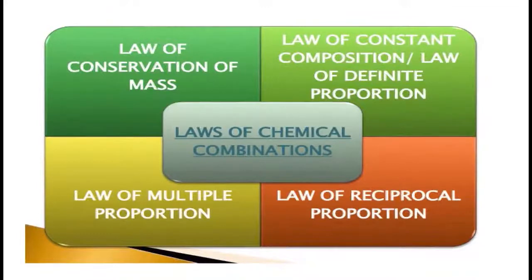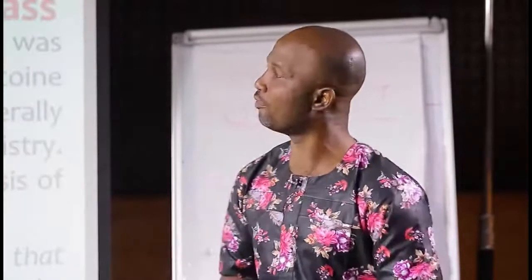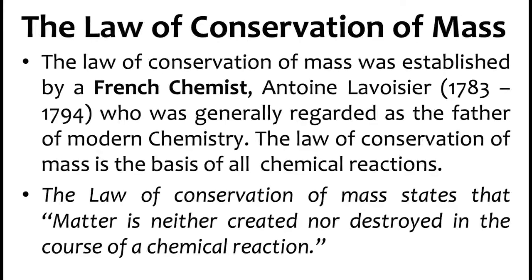These laws of chemical combination include the law of conservation of mass, the law of constant composition or law of definite proportion. Then we have the law of multiple proportion, and finally the law of reciprocal proportion. All these make up the law of chemical combination. I'll start by looking at the law of conservation of mass. Now, this law was propounded by a French chemist, Antoine Lavoisier, in 1783 to 1794, and he was generally regarded as the father of modern chemistry.